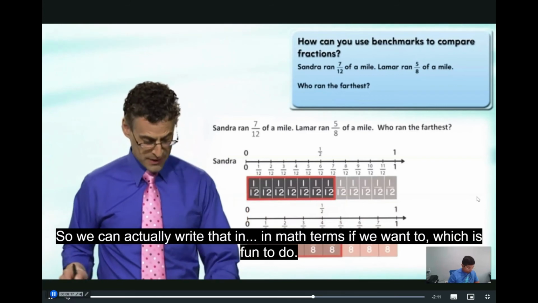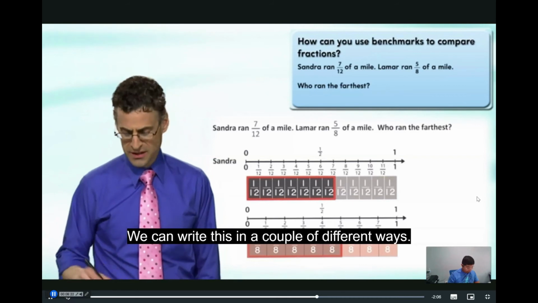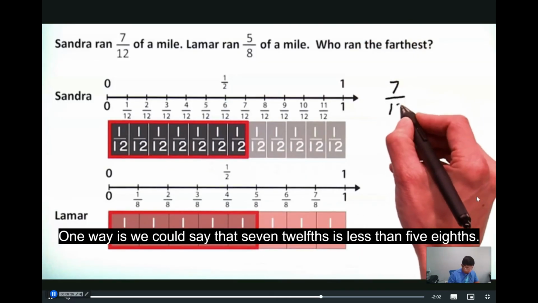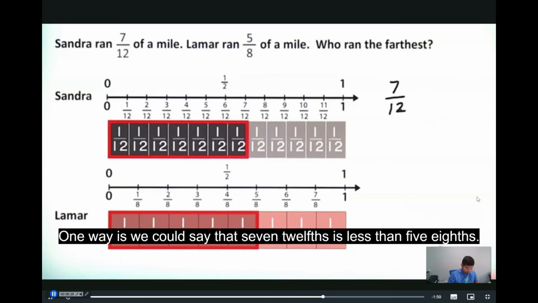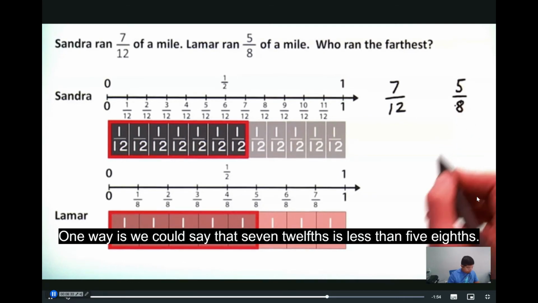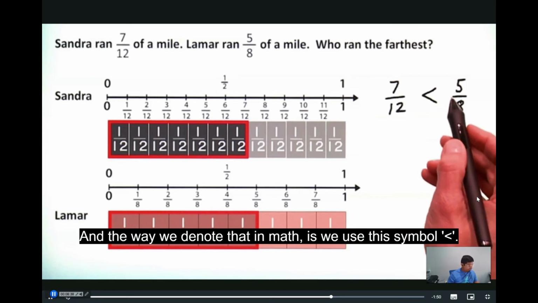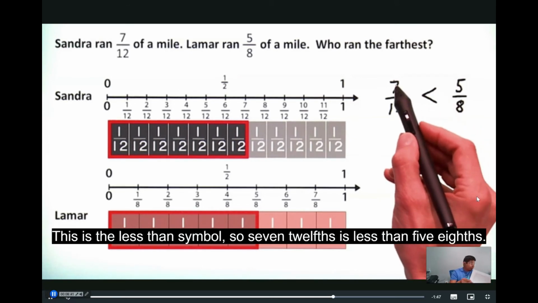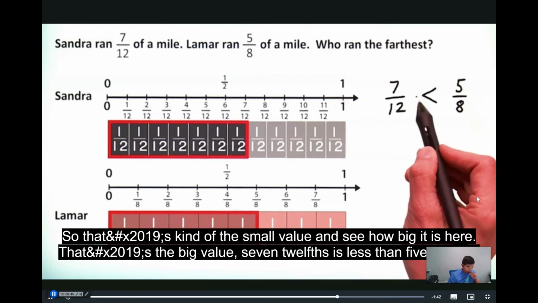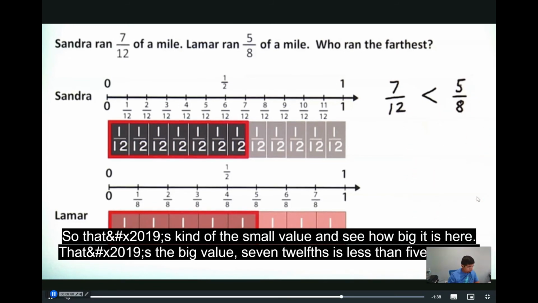So we can write that in math terms if we want to, which is kind of fun to do. We can write this in a couple different ways. One way is we could say that 7/12 is less than 5/8. And the way we denote that in math is we use this symbol. This is the less than symbol. So 7/12 is less than 5/8. See how tiny it is here? So that's kind of the small value. And see how big it is here? That's the big value.